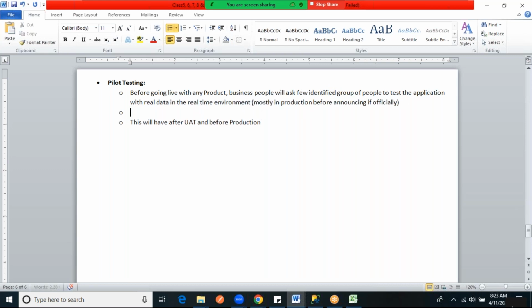As I mentioned in beta testing, it can sometimes be done in the pre-production environment as well. They will set up something similar to production and then ask the identified group of people to test it with real data, not with dummy data like how we testers test it.